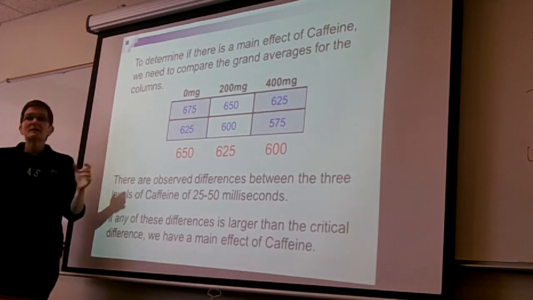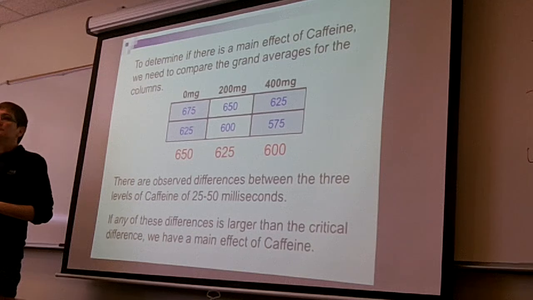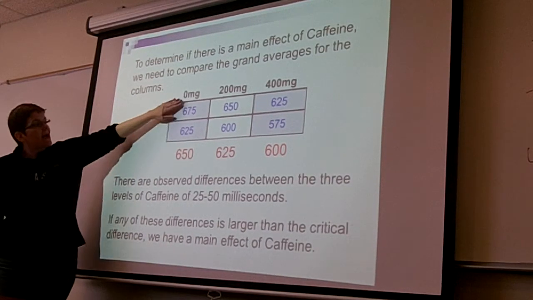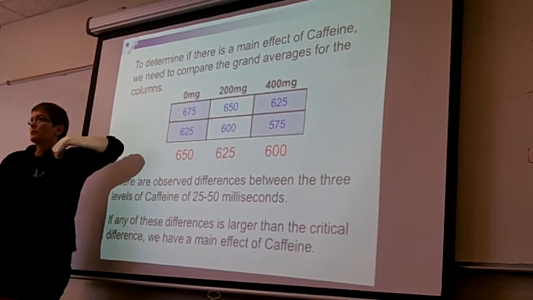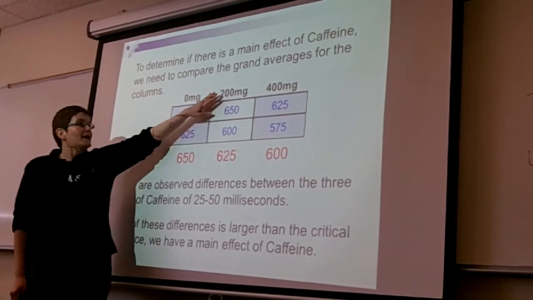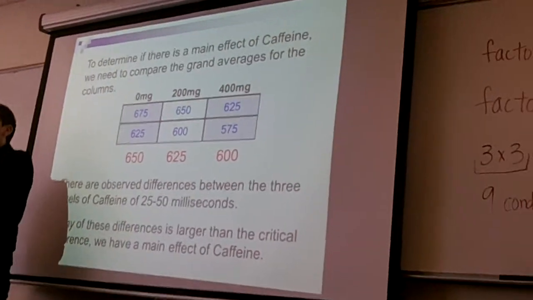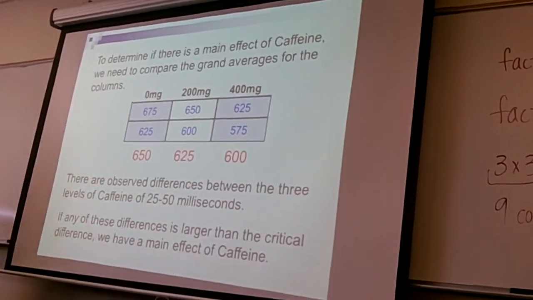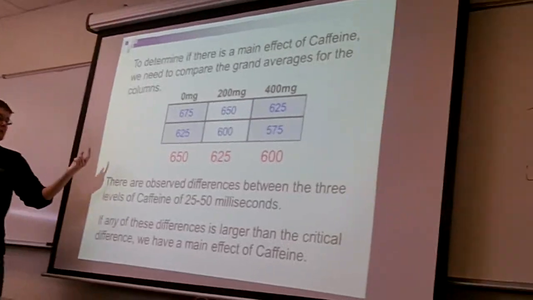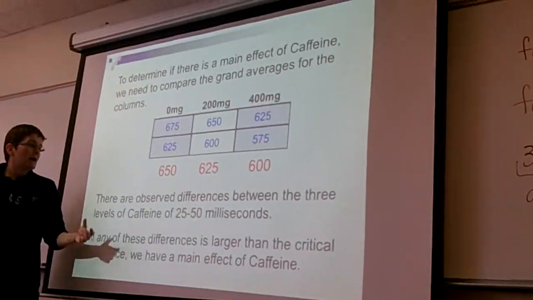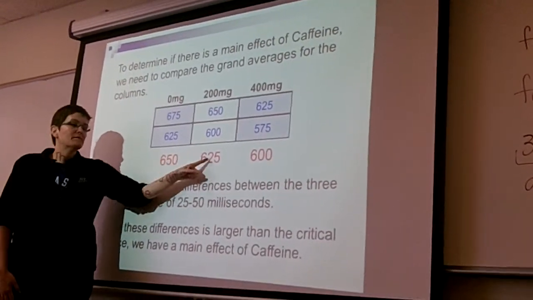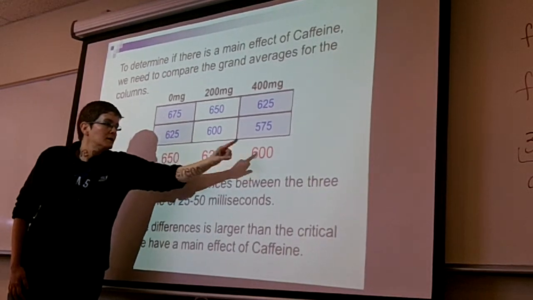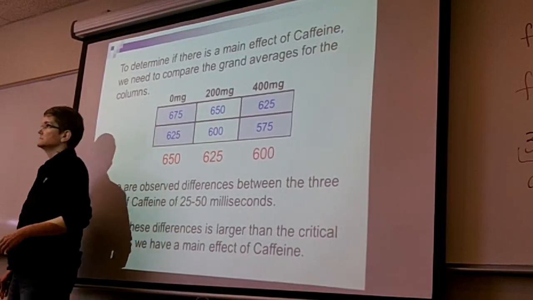So if I wanted to figure out if there was a main effect of caffeine, then I would take an average of the 0 milligram people, an average for the 200 milligram people, and an average for the 400 milligram people, and I would look at these differences. Now, I've got a difference of 25 here, a difference of 25 here, and a difference of 50 here.